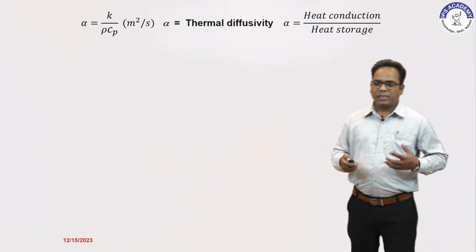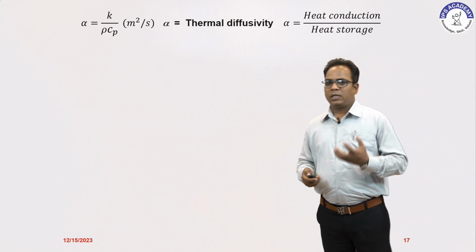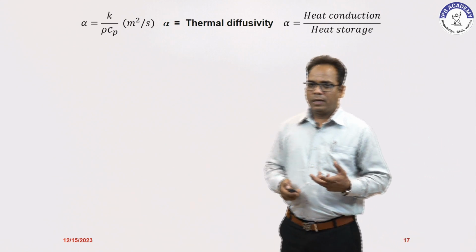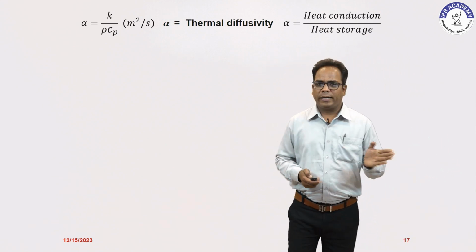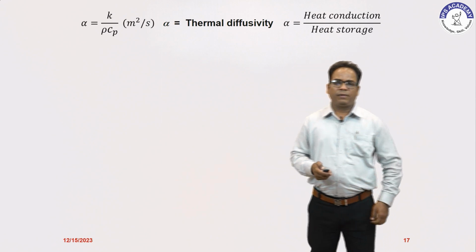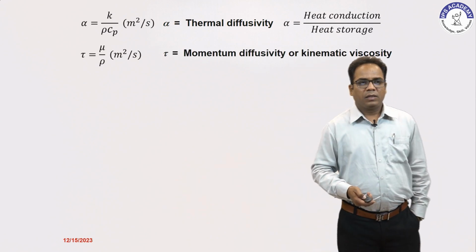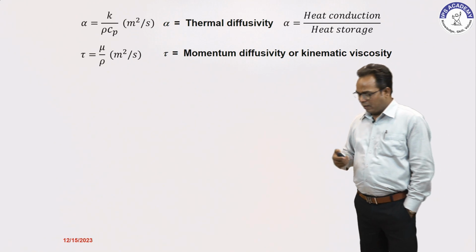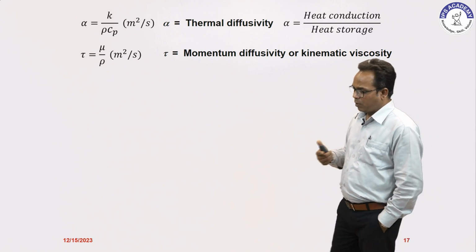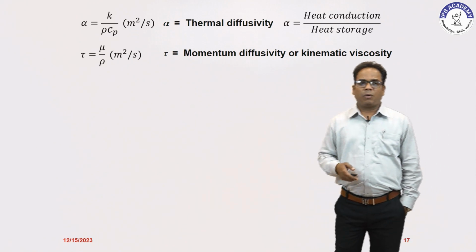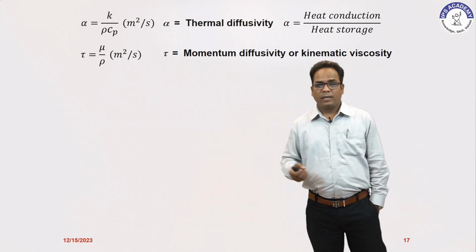This alpha, the thermal diffusivity, is equal to the heat conduction upon the heat storage. So as much as the heat can be stored, the thermal diffusivity will decrease, and as much as the heat conduction increases, the thermal diffusivity also increases, right? And this alpha is also known as a transport property. As I said, this transport property is known as thermal diffusivity.